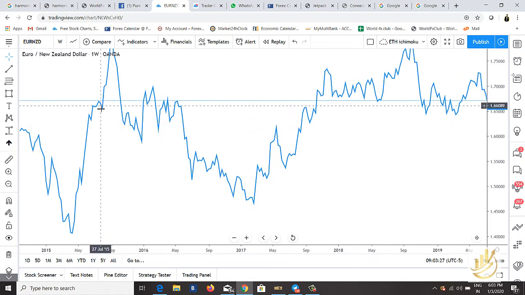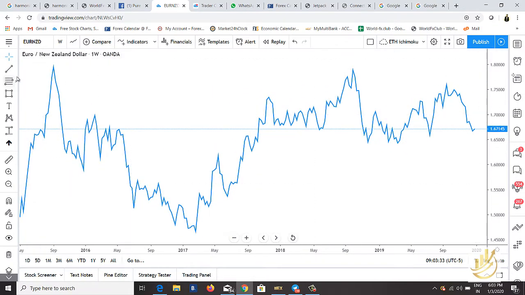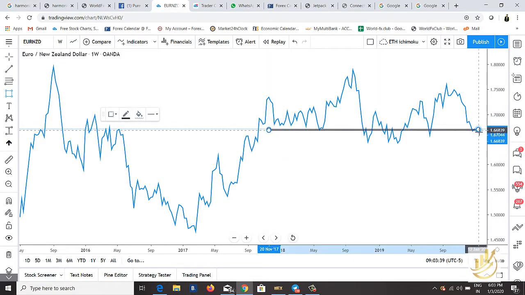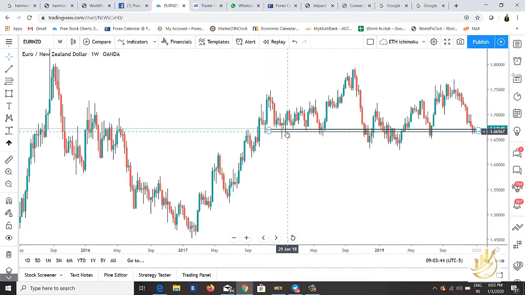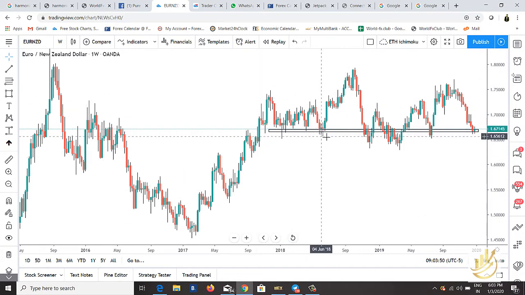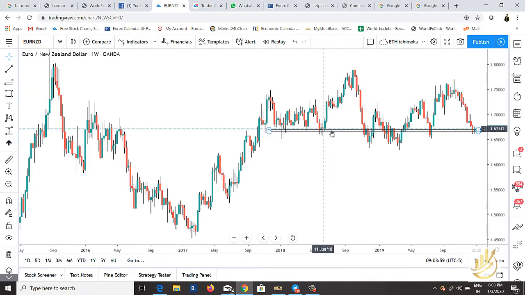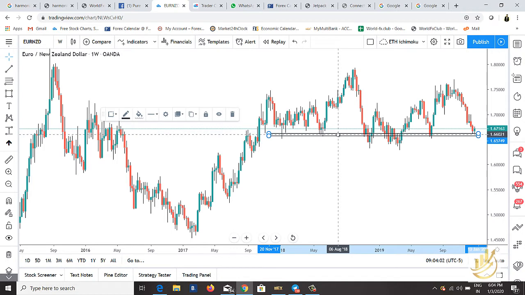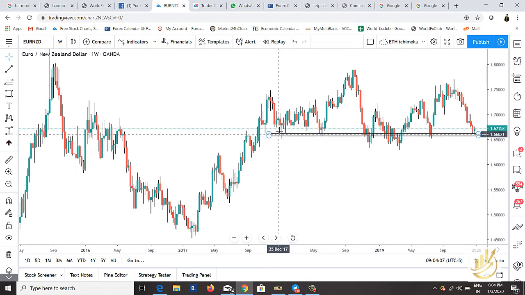In the past also we see this is a support area. So I'll draw a support zone here, and then I will convert the chart back into candles. There are some wicks here, then price went up. So this area is a strong support because after price touched this area, it went up. If I move this line here, then I think this looks nice, and we see a great rejection of price here.